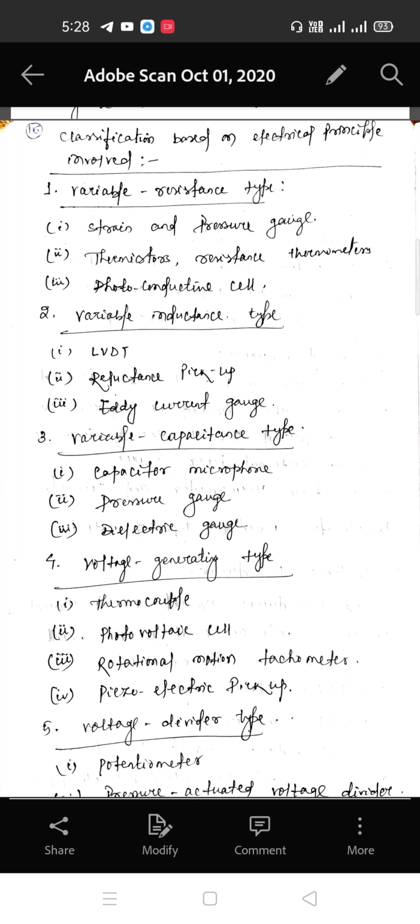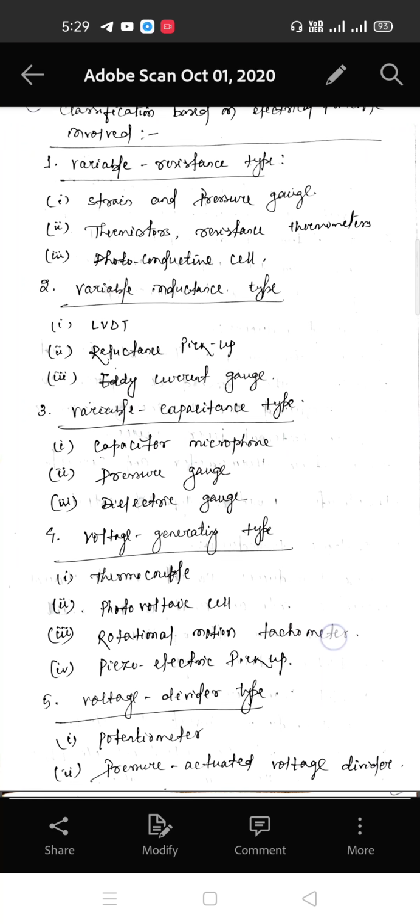Similarly, the second category is the variable inductance type. In this category, the first is the LVDT, the second is reluctance pickups, and the third is the eddy current gauge. The third category is the variable capacitance type. In this category the first one is the capacitor microphone, and then the pressure gauge and dielectric gauge.